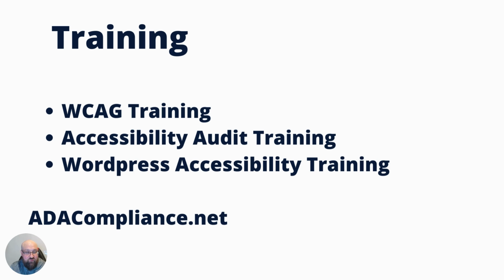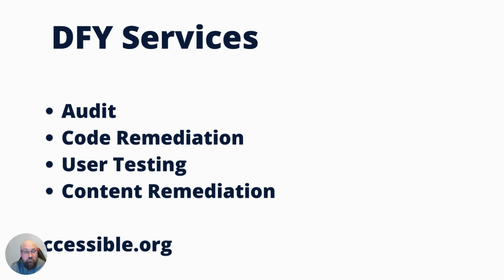For training, I do offer training. I have training on the Web Content Accessibility Guidelines, and this is going to include version 2.1 Conformance Level AA. What this training will do is fully explain each success criterion that comprises the Web Content Accessibility Guidelines. I also have training that will help your team know how to conduct a basic website accessibility audit. And then I also have training on WordPress accessibility, so accessibility specific to the WordPress dashboard and WordPress content uploads, etc. All of this training is available at adacompliance.net.